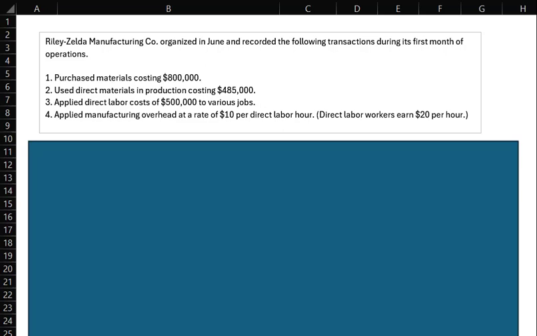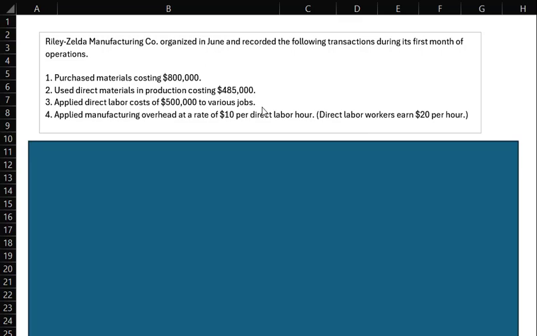Riley-Zelda Manufacturing Company organized in June and recorded the following transactions during its first month of operations. And we're going to record these 4 transactions. They purchased materials costing $800,000. They used direct materials in production costing $485,000. They applied direct labor cost of $500,000 to various jobs.